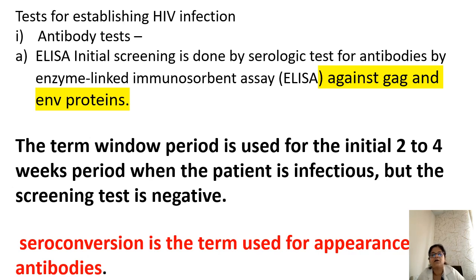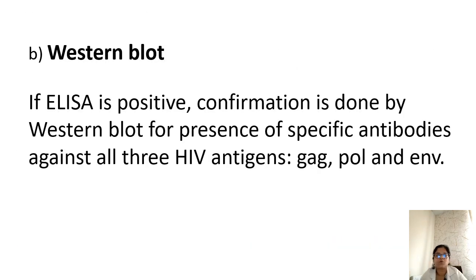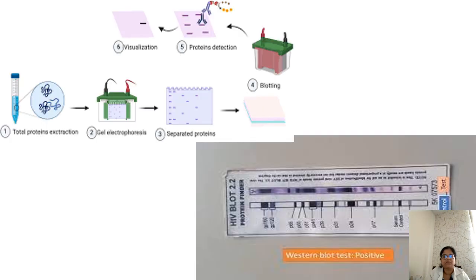The term window period is very important in this lab diagnosis. It is used for the initial 2 to 4 weeks when the patient is infectious, but the screening test will be negative. And seroconversion is the term used for the appearance of antibodies to that particular virus. The Western blot test, as I have told, is a confirmatory test after a positive ELISA, and it detects specific antibodies against all 3 HIV antigens called GAG, POL, and envelope proteins. This is a picture showing the Western blot test, depicted as positive for GAG, envelope, as well as POL proteins.